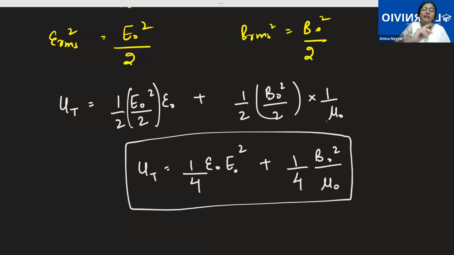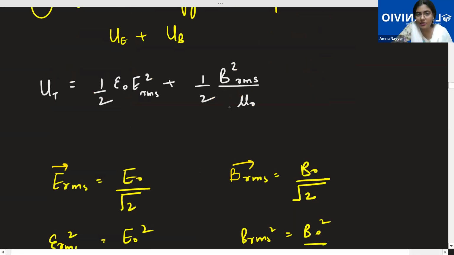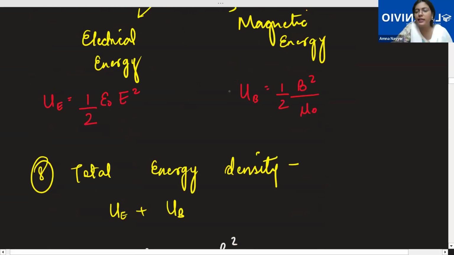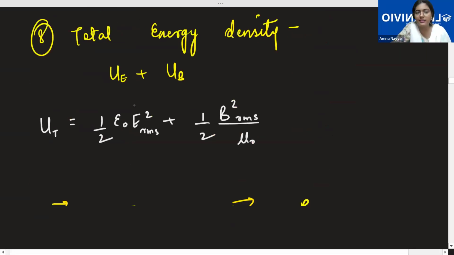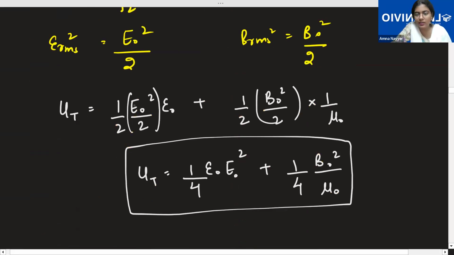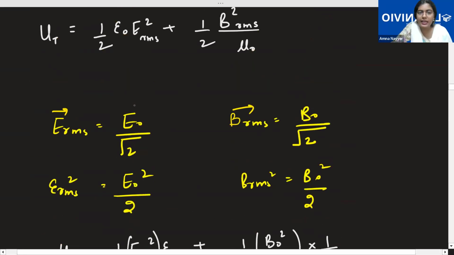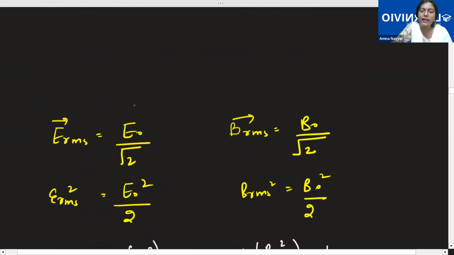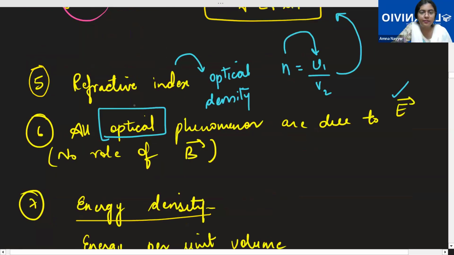Am I clear? These are the peak values, these are the RMS values. Basically, you just have to add the energies. These are all energy densities itself included within them. Clear? Write these, then we'll discuss momentum and intensity. Right.